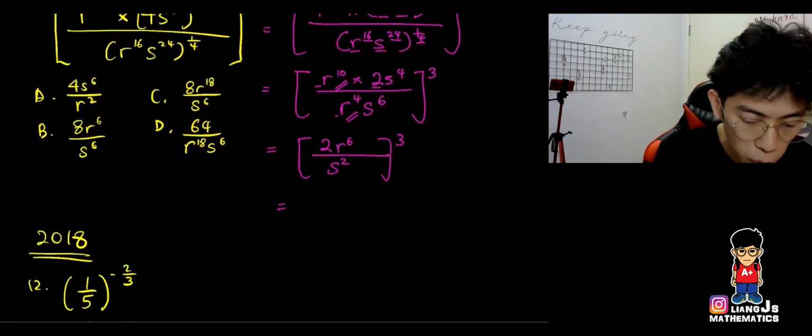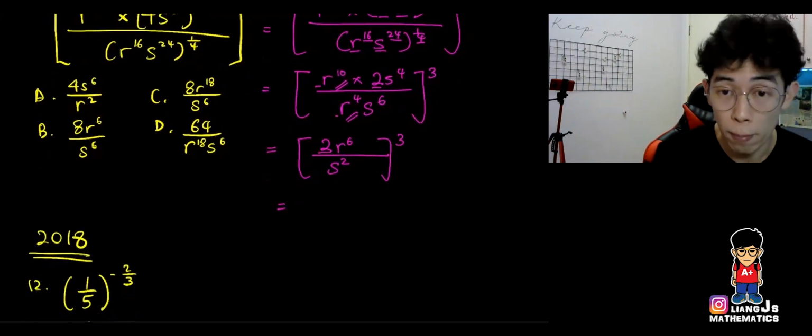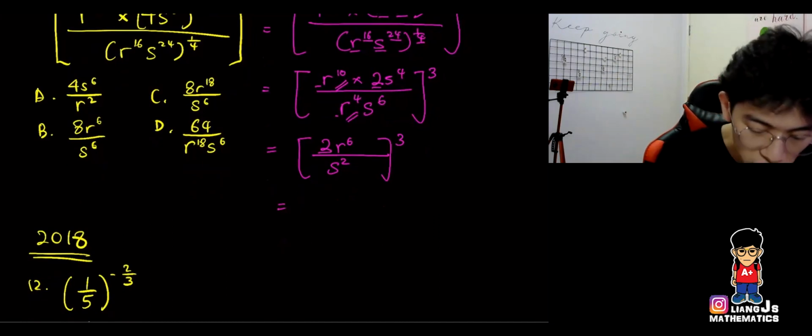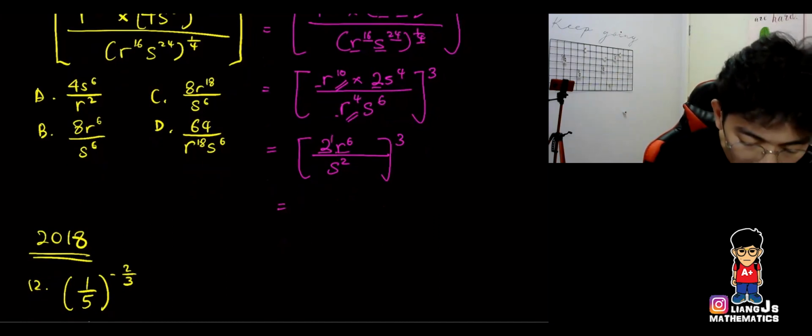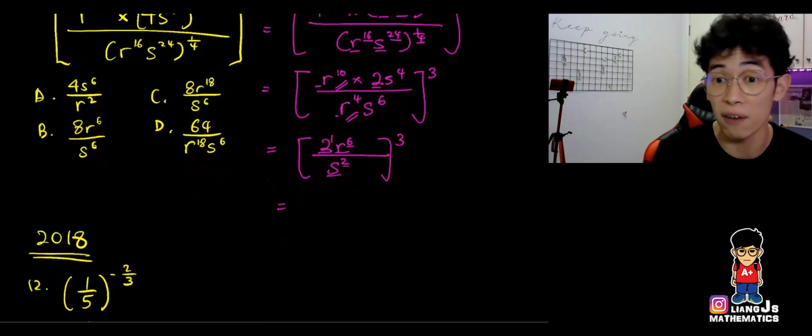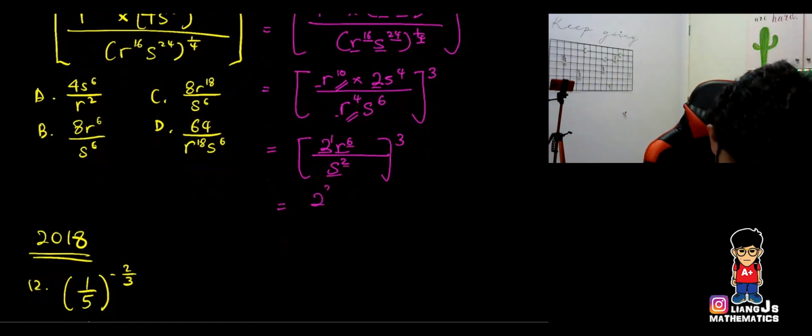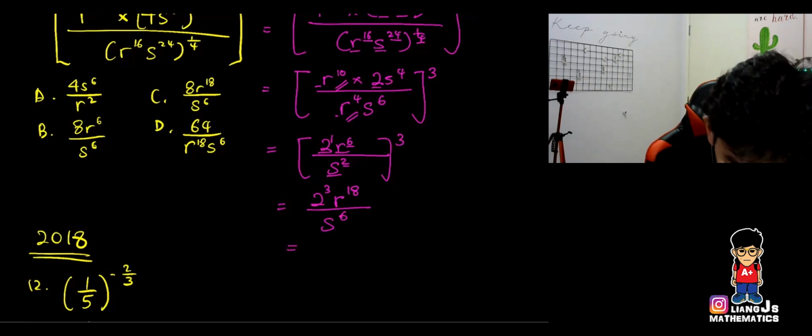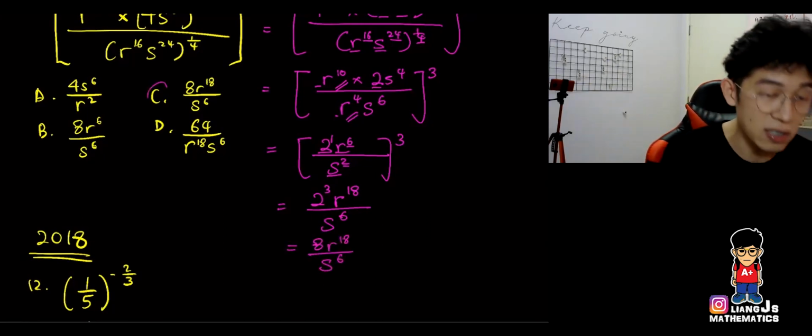Remember, students will do error on these 2, you know. Remember, the 2 is counted as a base with index 1, base, index 6, base, index 2. So the 3 bring it to every single base. 2 cube, R18, okay, then over S power 6. And your answer is 8R18 over S power 6. See again.